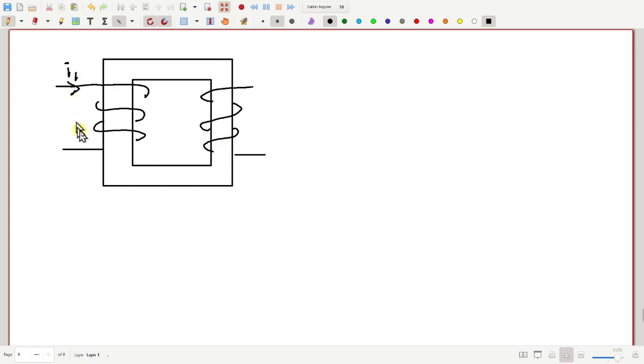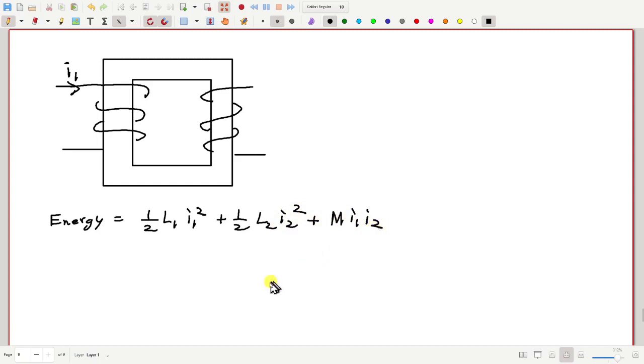Now, how much is the energy stored by these coupled coils? Energy in general is half L1 I1 square plus half L2 I2 square plus M I1 I2. So if I1 or I2 is varying sinusoidally, then this energy is also varying with time.